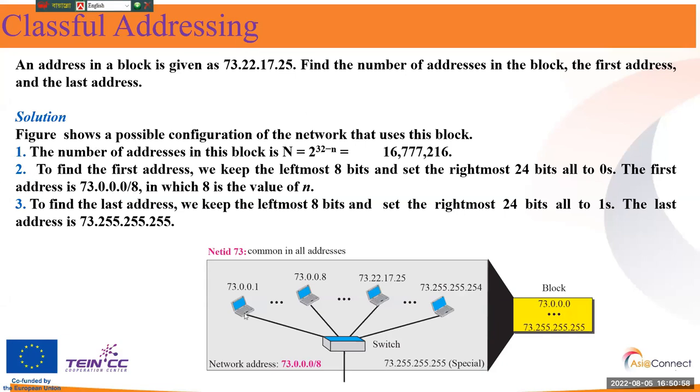This figure is basically common to all addresses. How can you find the net address? Since 73 is a class A address, the class A subnet mask will be 255.0.0.0. If we do the AND operation between 255 and 73, we take the smaller number, so 73.0.0.0 would be the net ID. The figure shows a possible configuration of the network that uses this block, 73.22.17.25, which is a class A address.